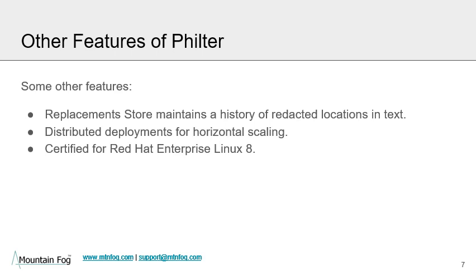Philter supports horizontal scaling to support increased throughput and performance. When placed behind a load balancer, you can route your request to the load balancer and let it distribute the load between the instances of Philter. We have Amazon CloudFormation templates available to illustrate this architecture in an AWS environment. Philter is certified for Red Hat Enterprise Linux 8, whether you are using it in the cloud or on premises.